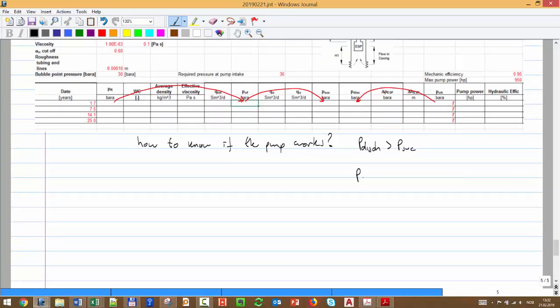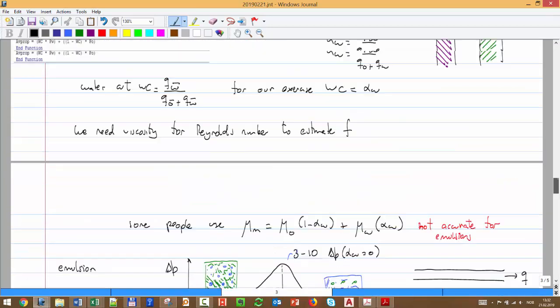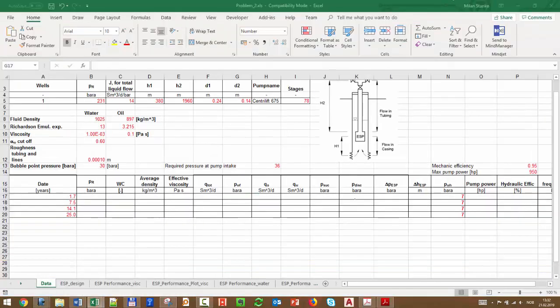Then also we have to make sure that P suction is above or equal to the pressure at the bubble point. Remember, we are not letting the gas go any place. We have a plug, the annulus is plugged. The fluid simply doesn't have anywhere to go other than through the pump, and pumps don't like to handle gas. It is only going to use liquid, so the pressure here should be above the bubble pressure. What else?